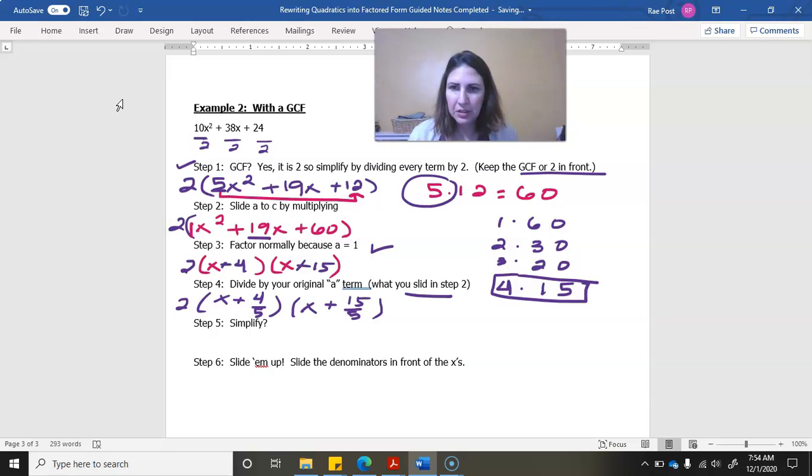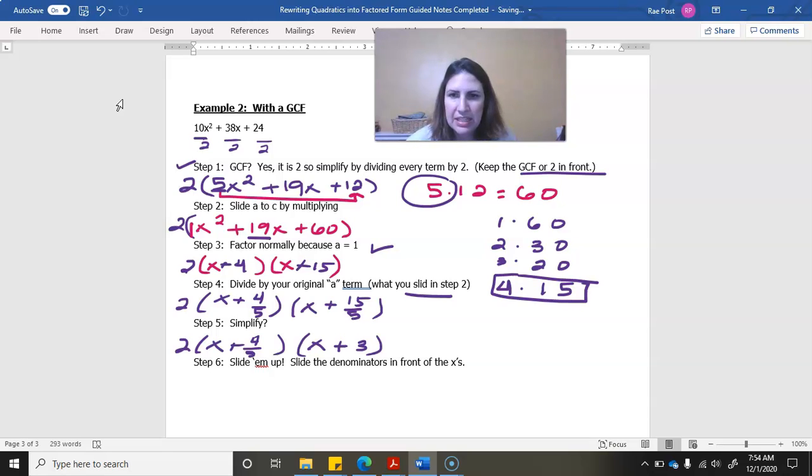Can we simplify a little bit? We really can't simplify 4 over 5. It's got to stay. But 15 divided by 5, we can simplify that to what, 3? Or you can look at it like it's 3 over 1 if you want. But anyway, that step's done.